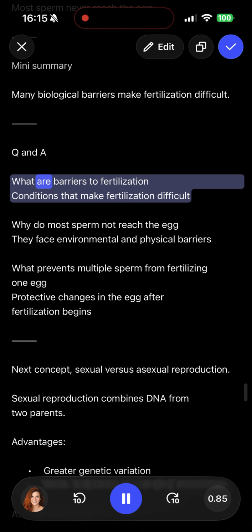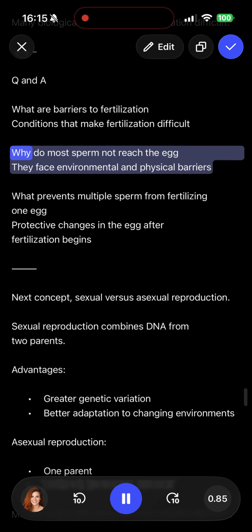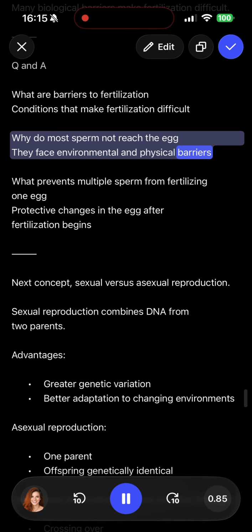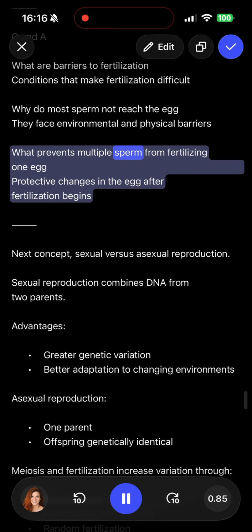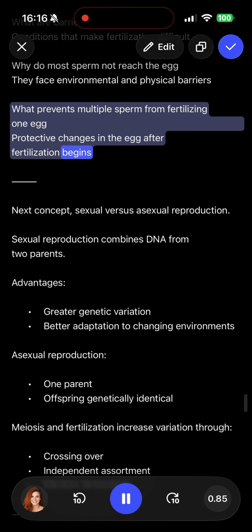Q&A. What are barriers to fertilization? Conditions that make fertilization difficult. Why do most sperm not reach the egg? They face environmental and physical barriers. What prevents multiple sperm from fertilizing one egg? Protective changes in the egg after fertilization begins.